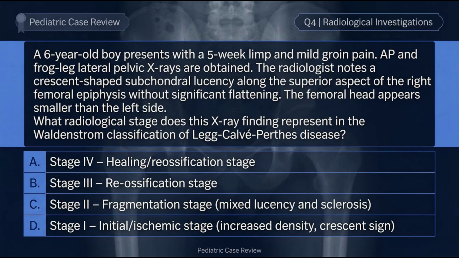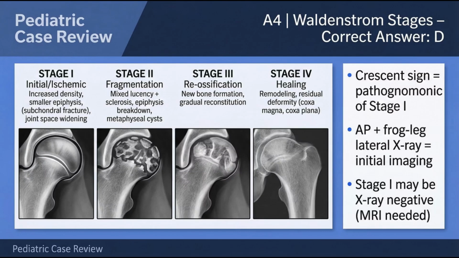Option A, Stage 4, healing and reossification stage. Option B, Stage 3, reossification stage. Option C, Stage 2, fragmentation stage with mixed lucency and sclerosis. Option D, Stage 1, initial ischemic stage with increased density and crescent sign. The correct answer is Option D, Stage 1, the initial ischemic stage.